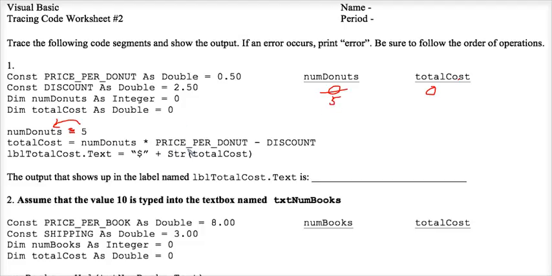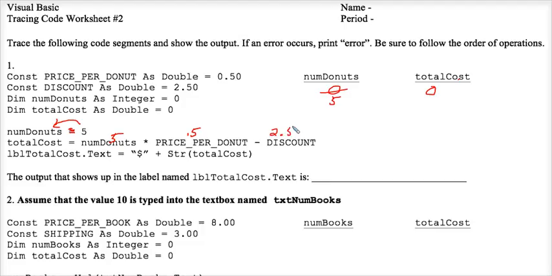Next line of code. We have to follow the order of operations, and first we have to plug in the correct values to these variables. I always like my beginner students to show their work. So numDonuts, you might think that it's 0, but it's not. The latest value of numDonuts is 5. See that 5? So put a little 5 there. Price per donut, that's not allowed to change because it's a const. It's 0.5. And discount, you can see up above, it's 2.50.